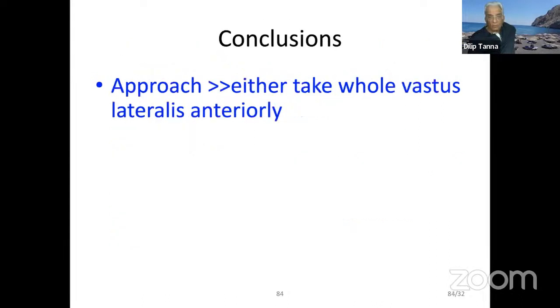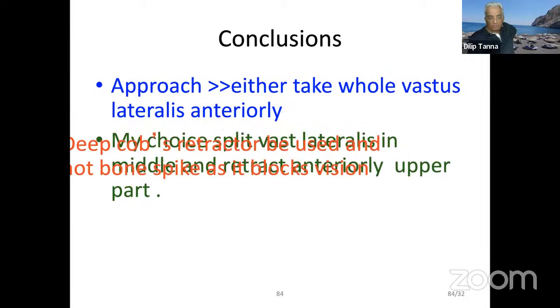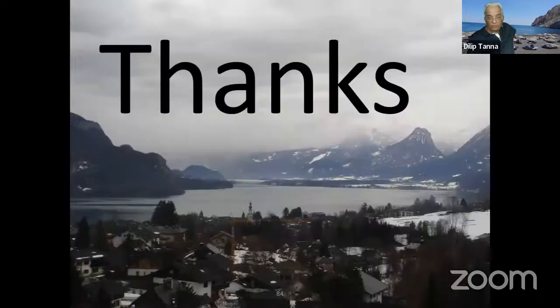Approach: either take the whole vastus lateralis anteriorly, or my choice is to split the vastus lateralis in the middle and retract anteriorly. A deep Hohmann retractor is to be used and not a bone spike for the anterior block, as I mentioned.